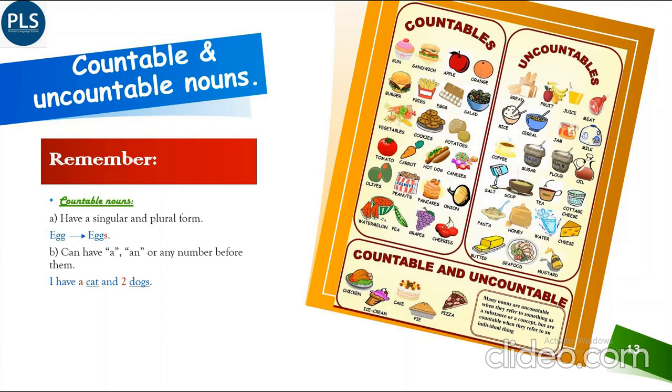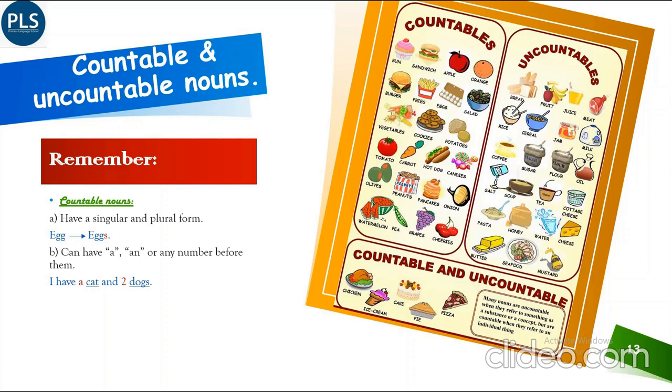And also, the countable nouns can have a, an, or any number before them because we can count them. Like here, the example, I have a cat and two dogs. These, of course, are not all of the countable nouns. The countable nouns, you are going to learn them by practice and by answering a lot of questions.